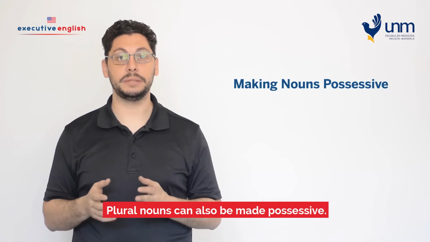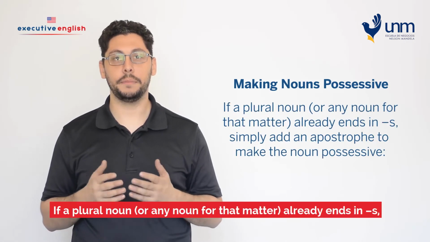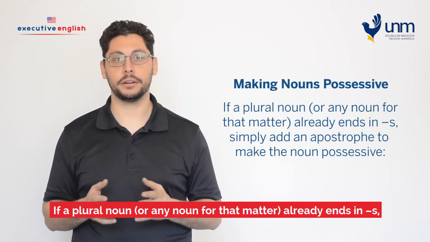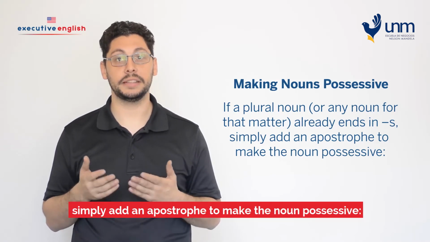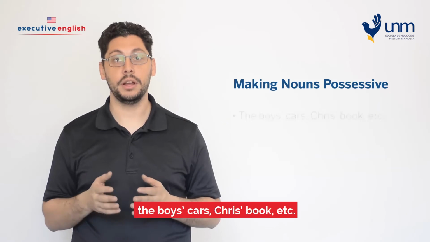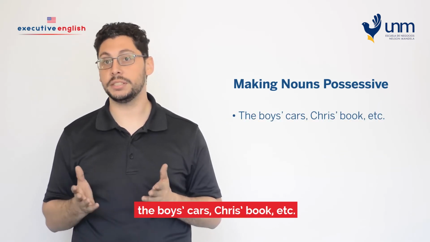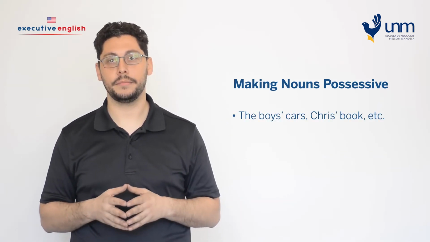Plural nouns can also be made possessive. If a plural noun, or any noun for that matter, already ends in an s, simply add an apostrophe to make the noun possessive. For example, the boys' car, Chris's book, etc.